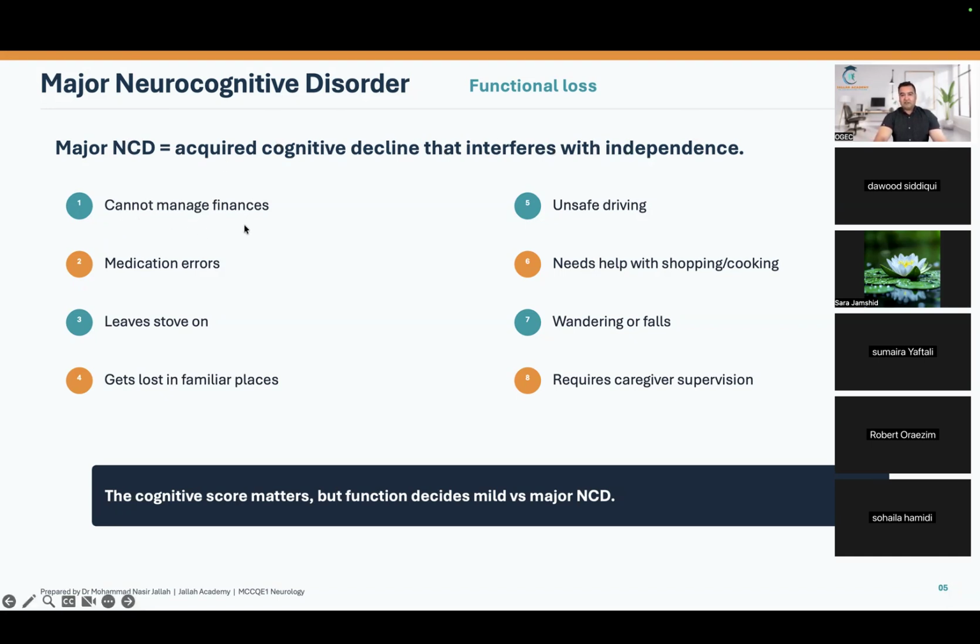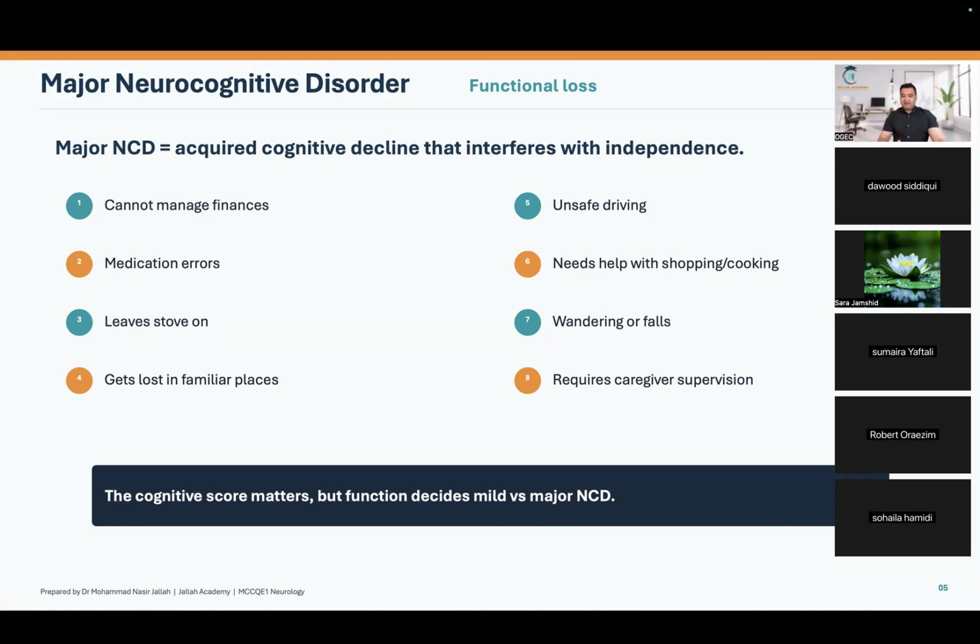Cannot manage finances. So that's the most important part of life, right? Medication error. He cannot take his medication because he cannot remember it, right? Leaves stoves on. He cannot cook. Gets lost in a familiar place. Like you know how to get to the supermarket and come back to your own home. That's something you cannot miss out on or screw up, right?